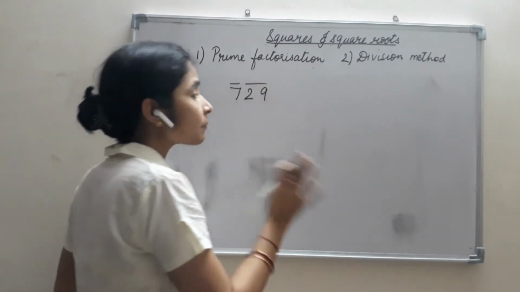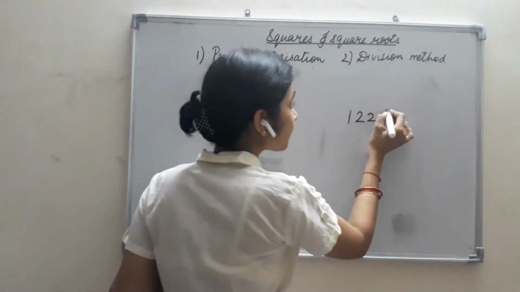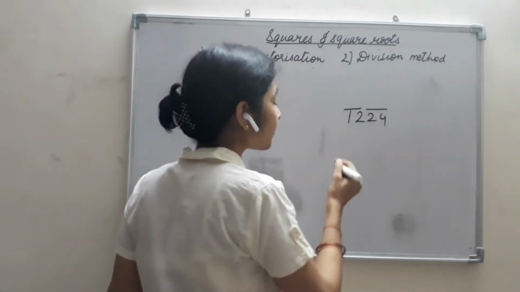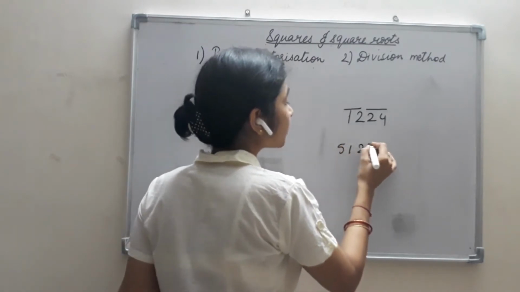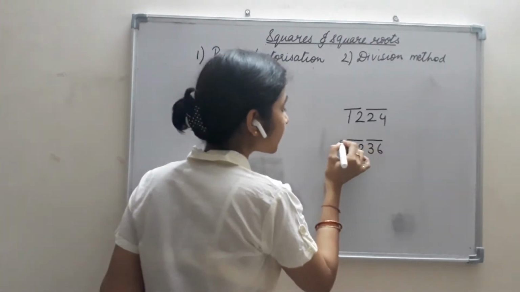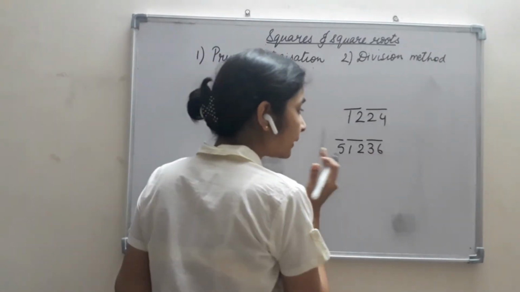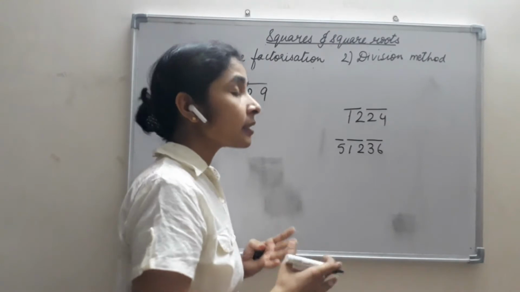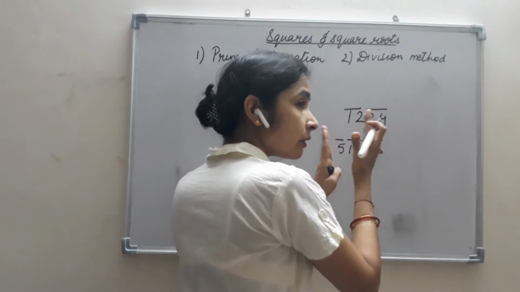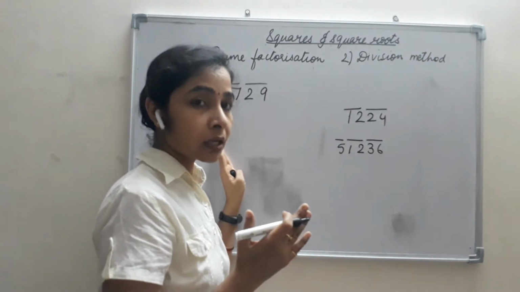Suppose I had the number 21224. I'll start making the pairs from the right: these two will be in one pair and these two will be in one pair. If I'm having a bigger number, suppose 51236, I'll make a pair of these two, a pair of these two, and this will remain alone. So from the right hand side we start making pairs. Same is the case if the number is a decimal number, but there we start from the decimal itself. From the decimal, it goes left to right, and for the whole number part it goes right to left.